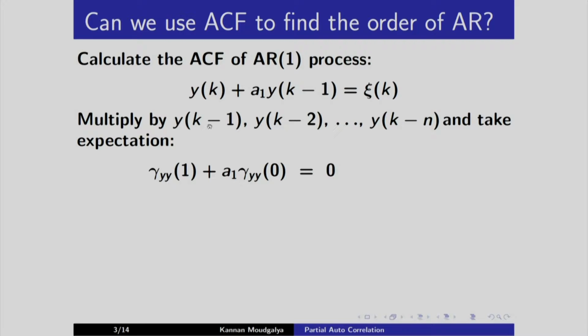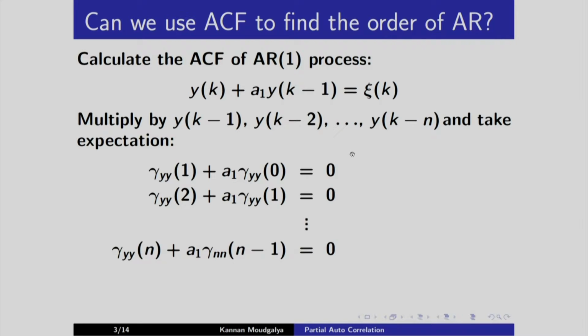When you multiply by k minus 1, you get this equation. The difference between these two is 1, so you get this. Difference between these two is 0, you get this 0. And because of causality, it becomes 0 on the right hand side. Similarly, you can proceed with k minus 2 and so on, all the way up to k minus n. We get this. Let us consider the last equation.